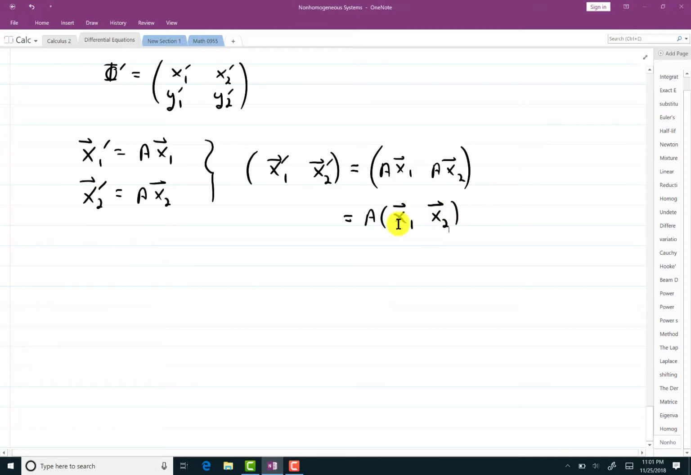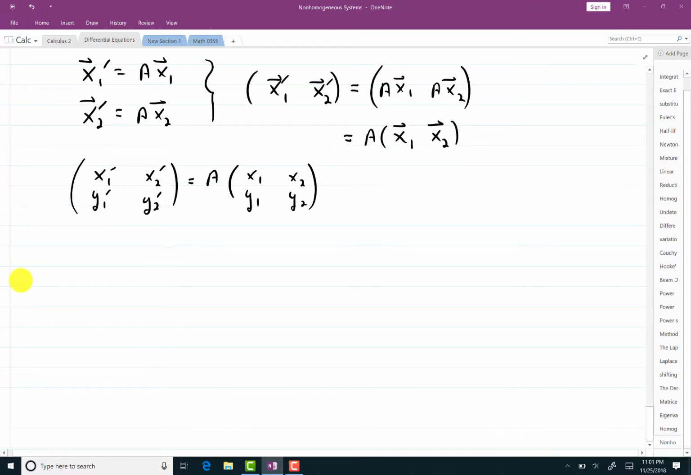Remember, these are 2 entries for each of these. So what does this say then? This here, if I were to write it in this elongated form, I have x1 prime, y1 prime, x2 prime, y2 prime, and that equals A times x1, y1, x2, y2. And we can see that I come up with a new equation, phi prime equals A phi. Let's hang on to that for a little bit. I'll be using that a little bit down the line.